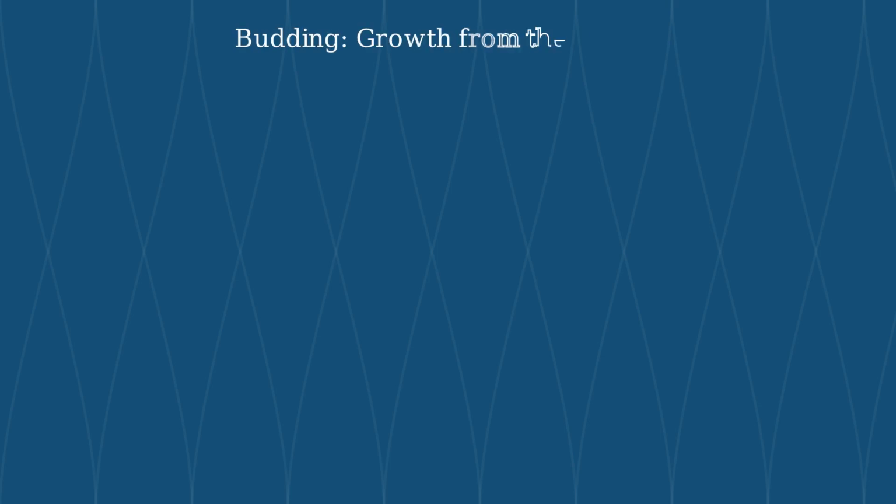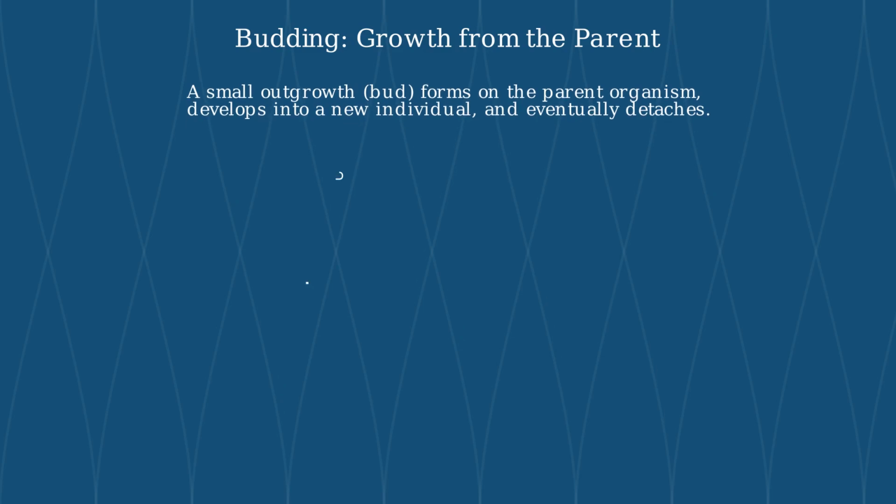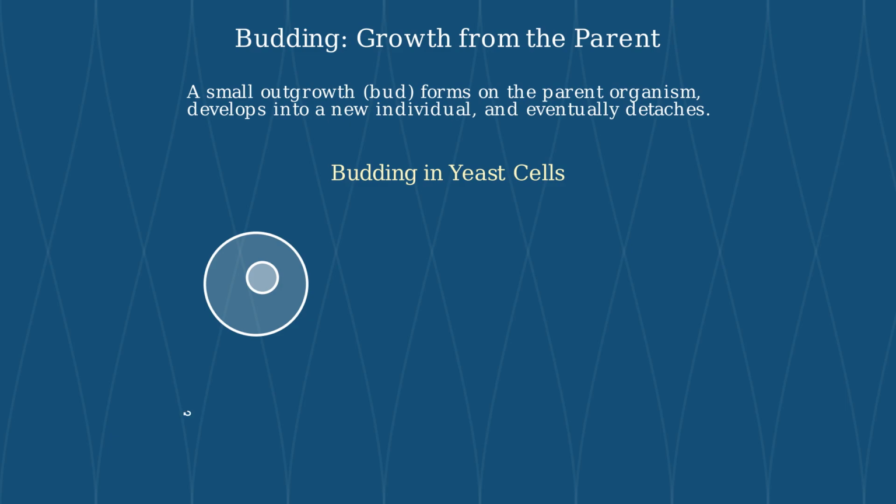Budding is an asexual reproduction method where a new organism develops from an outgrowth or bud on the parent body. In this process, a small outgrowth or bud forms on the parent organism, develops into a new individual, and eventually detaches to live independently. Let's examine budding in unicellular organisms, specifically in yeast cells.